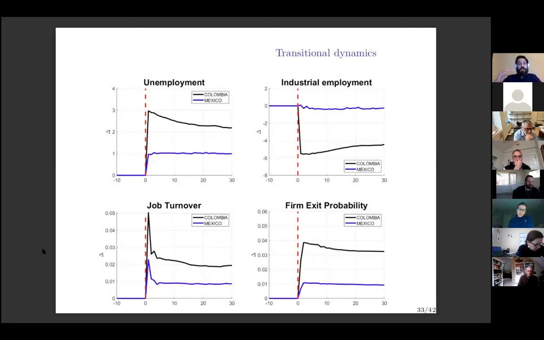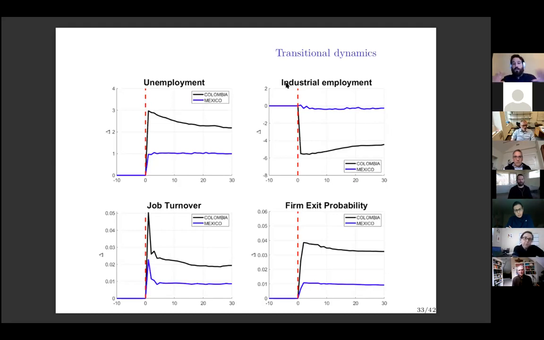There is an overshooting in unemployment for Colombia that goes up to 3 percentage points, and it reverts back up to almost 2 percentage points. So it moves 1 percentage point. That doesn't happen in Mexico. In Mexico, there is a large jump directly to the steady state. Something that seems to be happening also in terms of industrial employment, that drops in Colombia and then goes back to 4 percentage points in the long run, whereas it almost declined in Mexico.